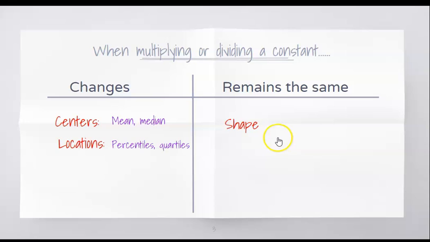Now, shape will stay the same. It's not going to change our shape at all, but it will change our spread. IQR, standard deviation, and range will be changed by the same factor that we multiplied or divided by. But shape, again, will not change. It's going to retain the shape of the original no matter if we add, subtract, multiply, or divide anything to it. All right, now let me try walking you through an example.